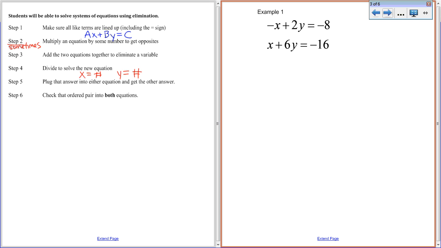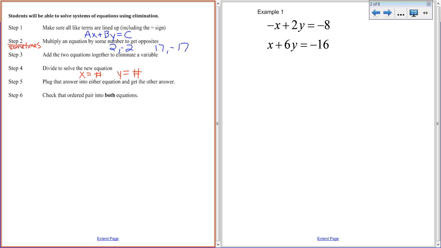Step 2, we need to get opposites. What does it mean to have opposites? Who can give me an example of opposites? Opposite numbers, like not opposite things like in and out, but opposite numbers. What are numbers that are opposites? Brianna? Positive and negative, and very specifically it would be like 2 and negative 2. It might be 17 and negative 17. It has to be the same number, just one is positive and one is negative. So when we look at example 1, do we have any opposites already? Yeah, Steven.